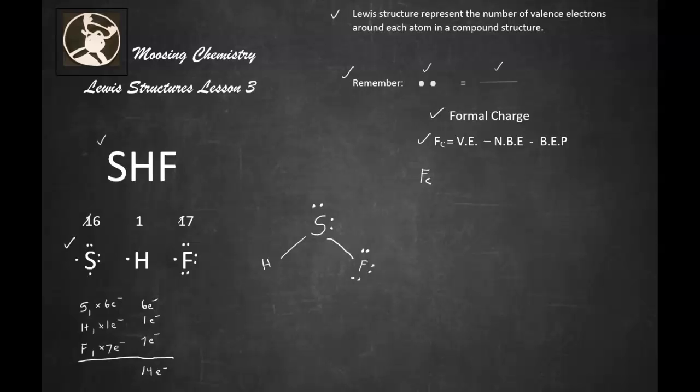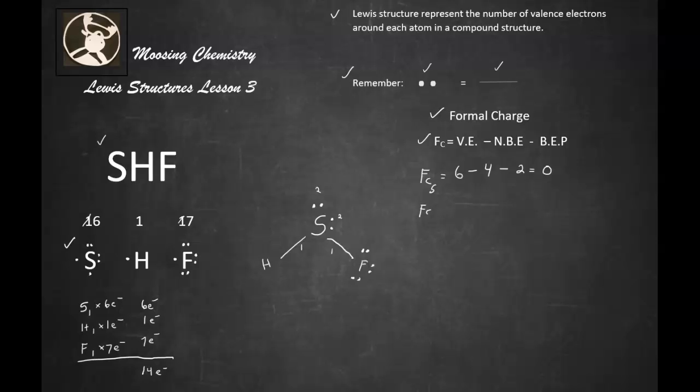Formal charge for sulfur first. Sulfur brings 6 valence electrons to the compound. Non-bonding electrons, there are 4 of them, right? There's 2 here and 2 here. And then bonding pairs, we have 1 here and we have 1 there, so that gives me 2. So 6 minus 4 minus 2 is 0. So that works out well.